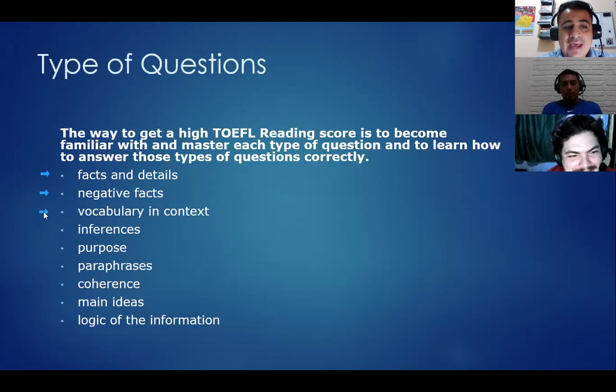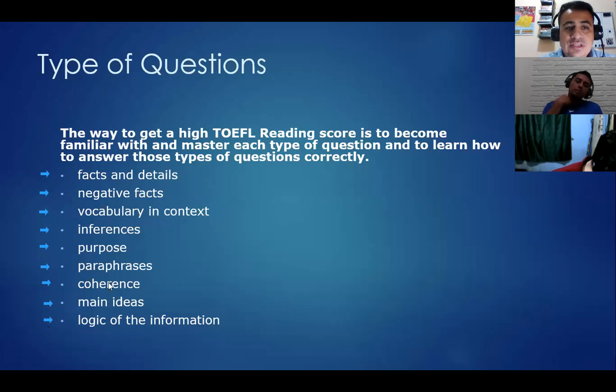There are questions where you have to locate the meaning of a word. Ya más adelante vamos a ver ese tipo de preguntas. Si algunos han visto los videos de YouTube del examen de reading de TOEFL, ahí van a ver todo este tipo de preguntas. Ahora vamos a ver inferences. Vamos a ver purpose or rhetorical questions. Paraphrase, coherence, main ideas, and logic of the information.